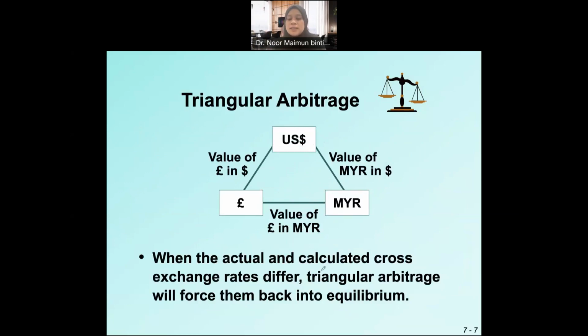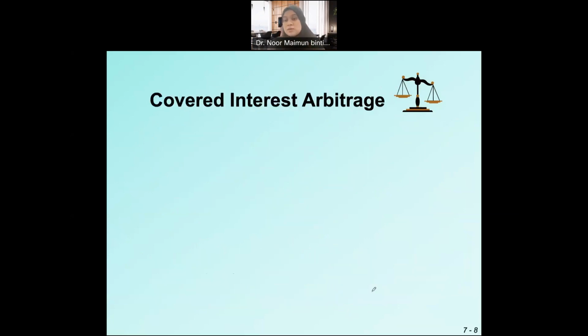When the actual and calculated cross exchange rate differ, triangular arbitrage will force them back into equilibrium. This is when it will stop any parties from making extra profit because your transaction will offset back.